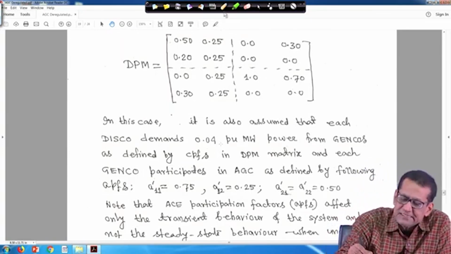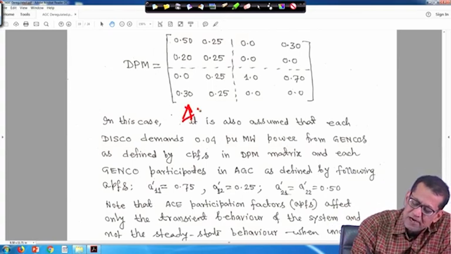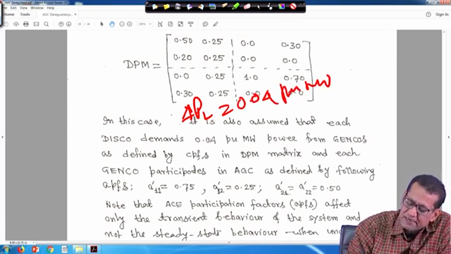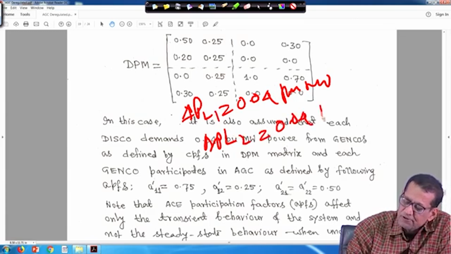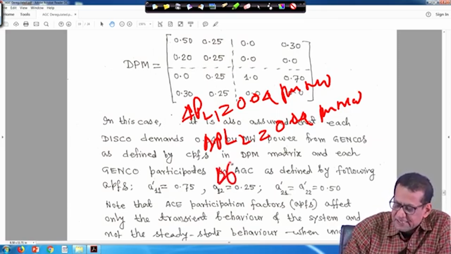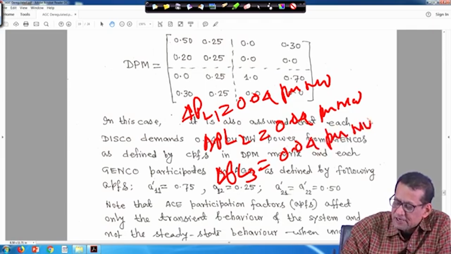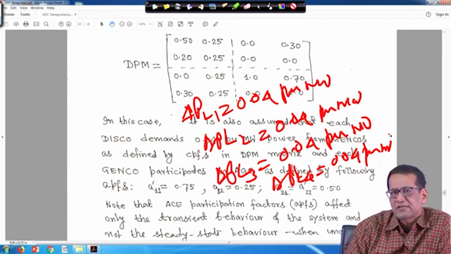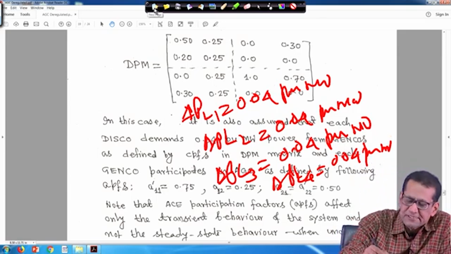That means that for each DISCO, delta PL1 is equal to 0.04 per unit megawatt, delta PL2 is equal to 0.04 per unit, I am overwriting it but it is readable to you, delta PL3 is equal to 0.04 per unit megawatt and delta PL4 is equal to 0.04 per unit megawatt. It does not necessarily mean all will be the same, it may be different.